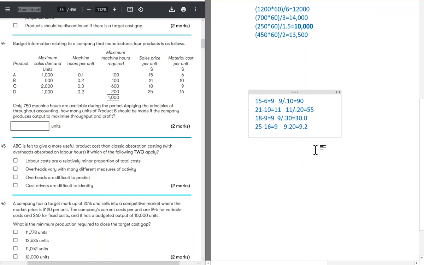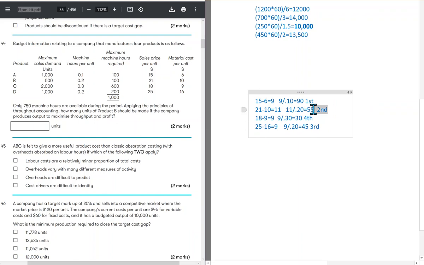So the one that gives us the highest would be given first priority. So this one would be produced first. This one will be produced second. And then this one third. Okay, I haven't divided this right. This one is third. And then this one is fourth. Okay, they asked about product B. Product B is the one that is made second.